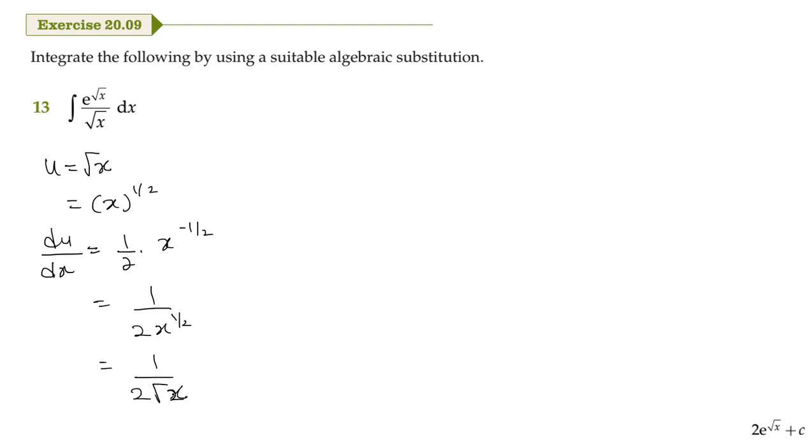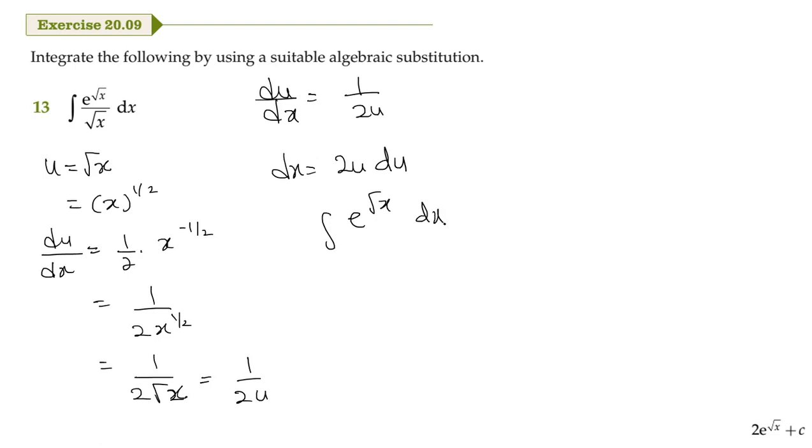And then you might change your square root of x with u. You can do that actually. So therefore, it's easy for you to substitute your dx. Your du over dx equals 1 over 2u, so dx equals 2u times du. Now your function is exponent of square root of x dx divided by square root of x, so this becomes exponent of square root of x over u.